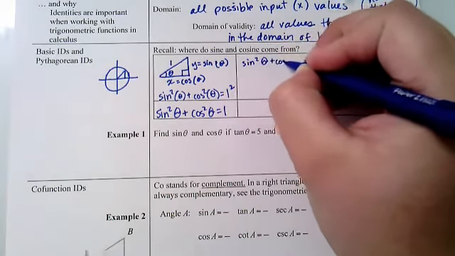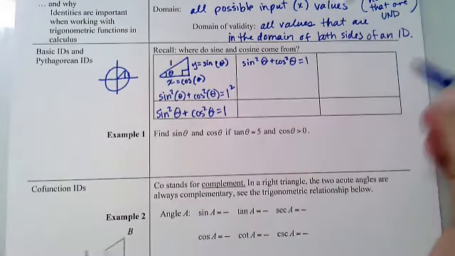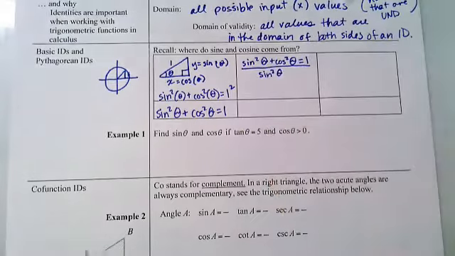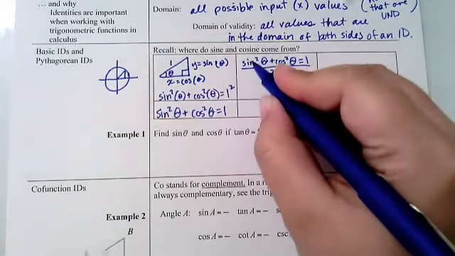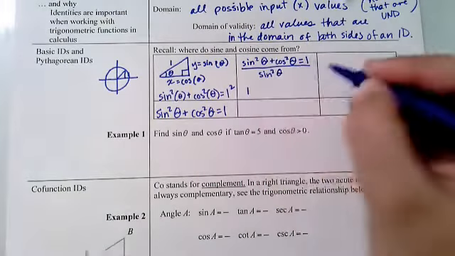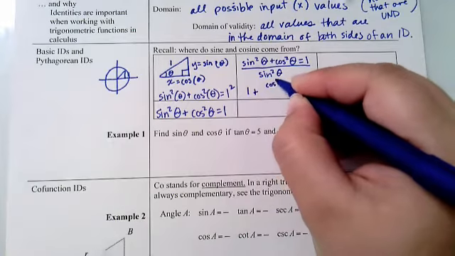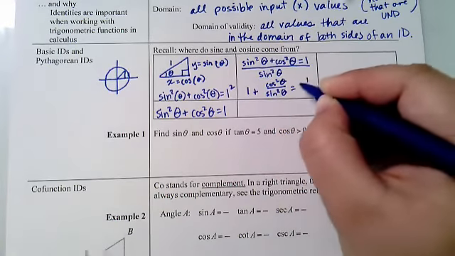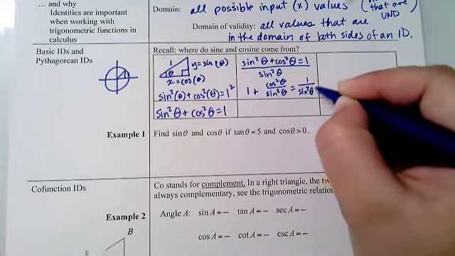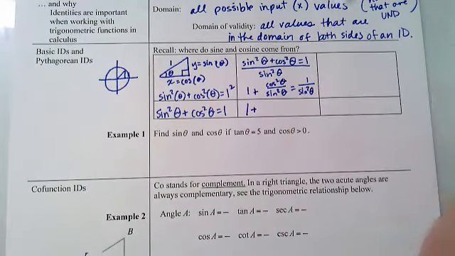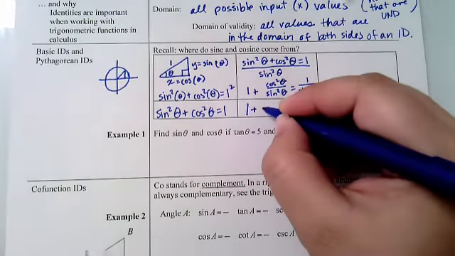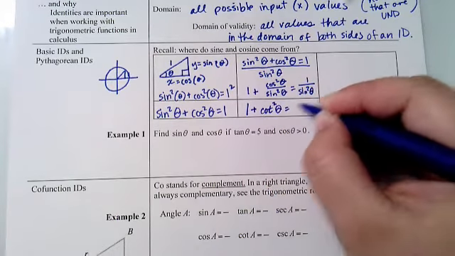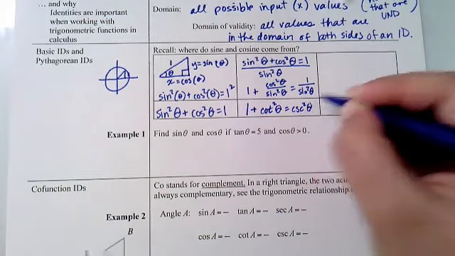Our next identity comes from taking that one, I'm going to rewrite it here, and dividing everything by sine squared of theta. Sine squared over sine squared still gives me 1, plus cosine squared over sine squared equals 1 over sine squared. Cosine over sine is cotangent, so this gives me 1 plus cotangent squared theta equals 1 over sine, which is cosecant, squared theta.